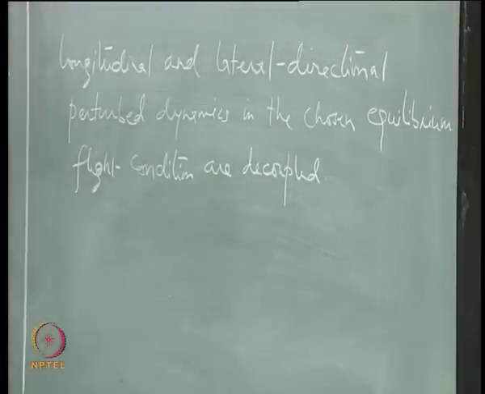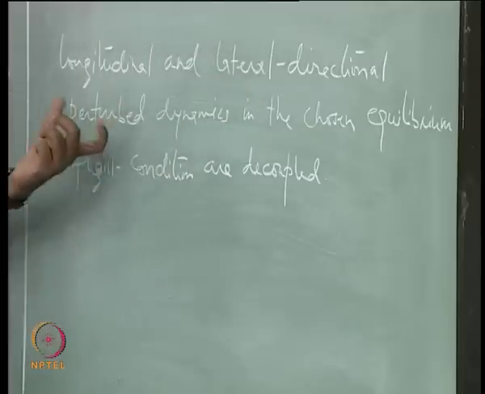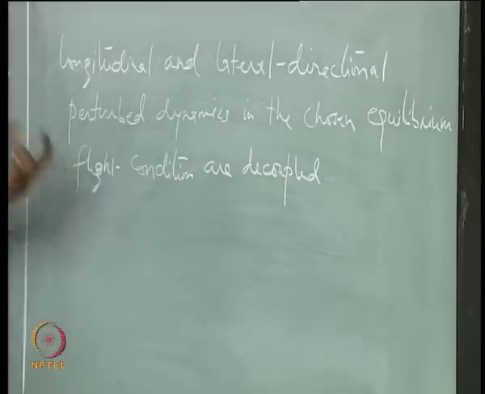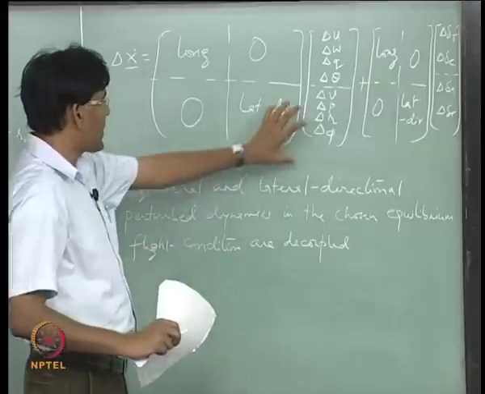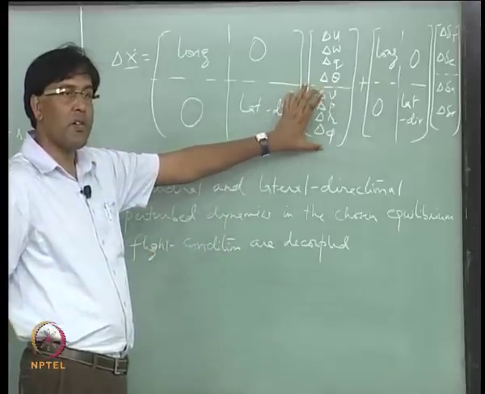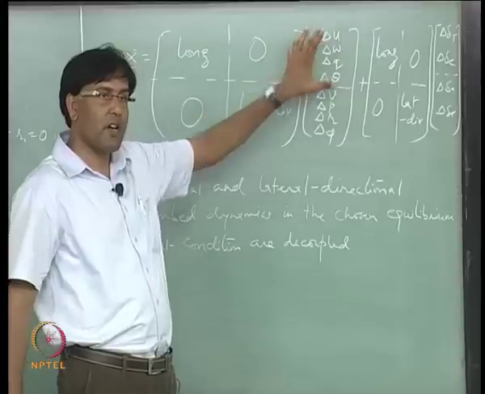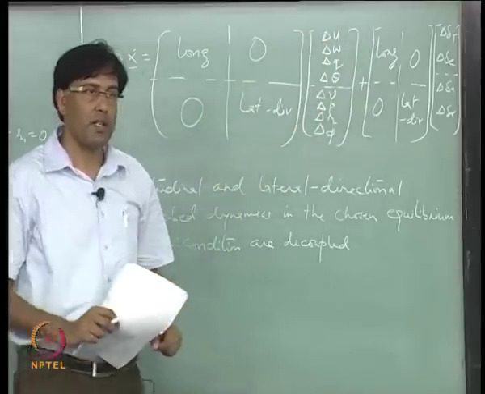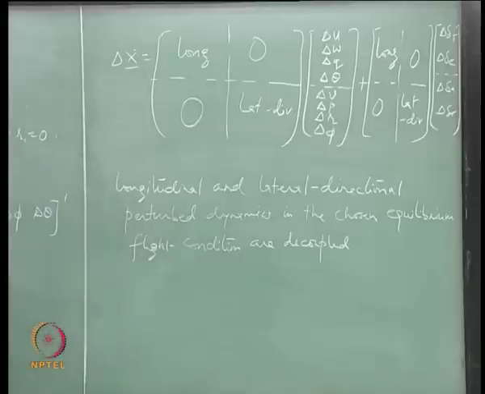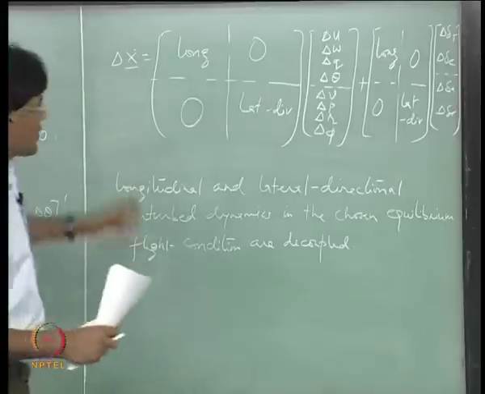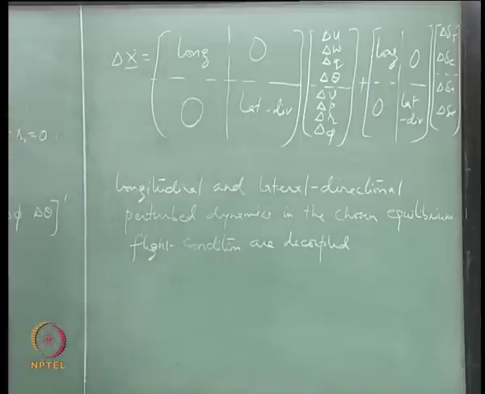Right. So, longitudinal and lateral directional perturbed dynamics in the chosen equilibrium flight conditions are decoupled, right. So we can study them separately. So what I mean to say is that these variables are not going to be affected by this set of variables, and this set of variables are not going to be affected by this set of variables, right. So we can look at the two perturbed dynamics separately.